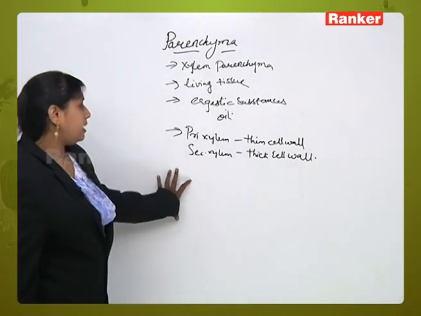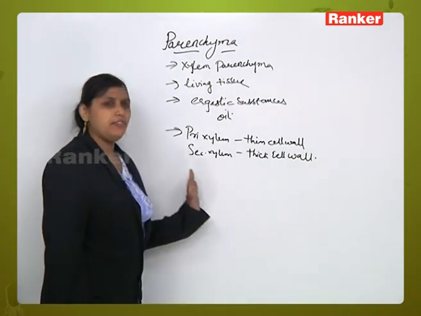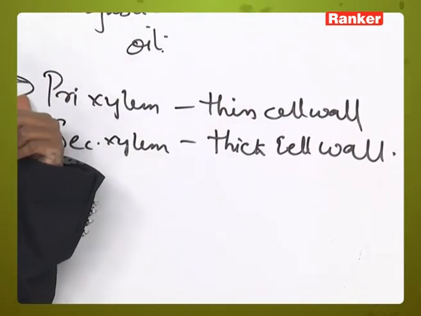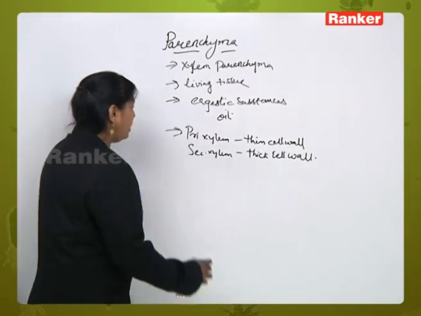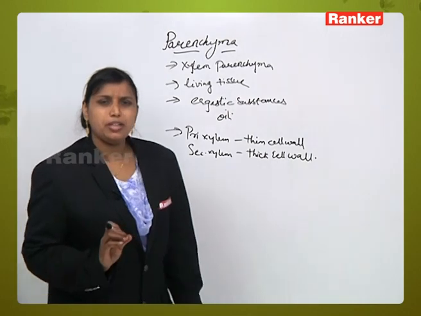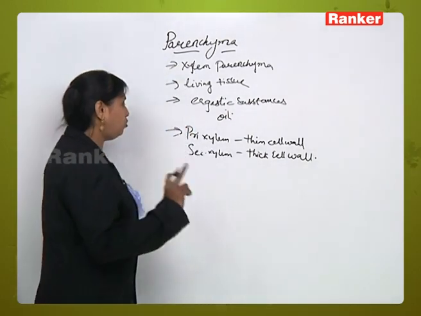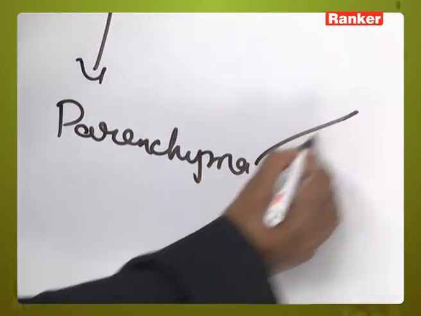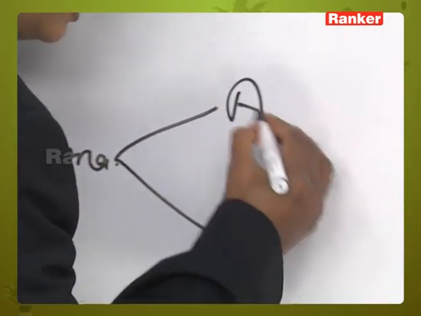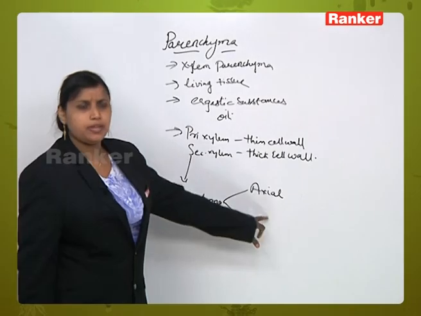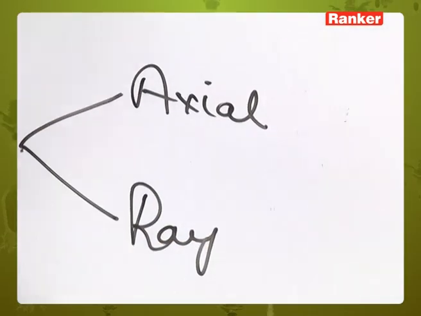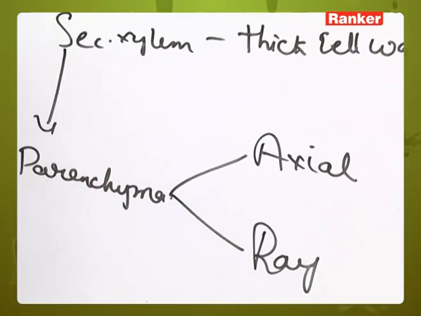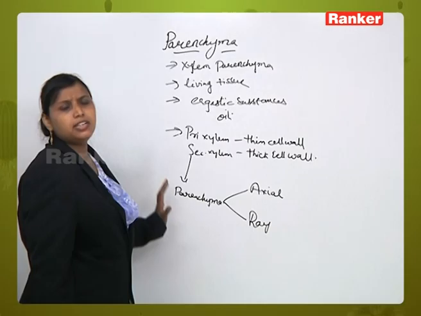Now, secondary xylem is often thick and it may be living or non-living. Primary xylem has a thin cell wall, so it is always in a living condition. Parenchyma in the case of secondary xylem is again divided into two types. Those are axial parenchyma and ray parenchyma.